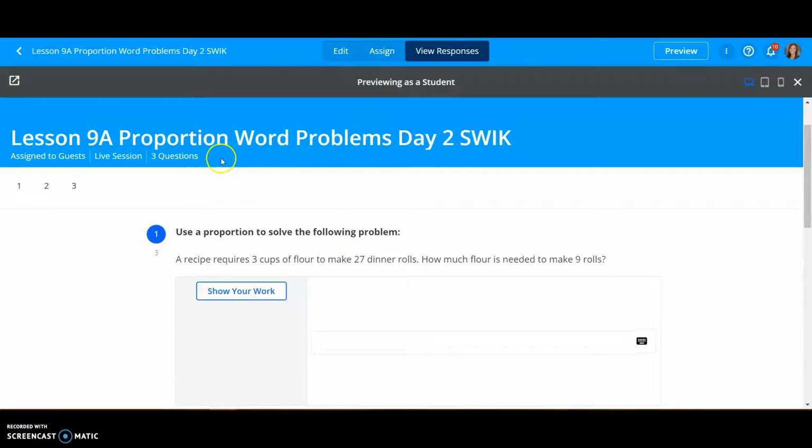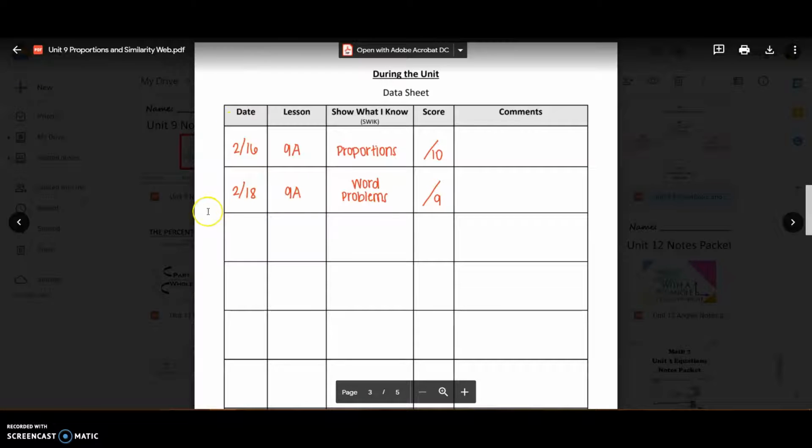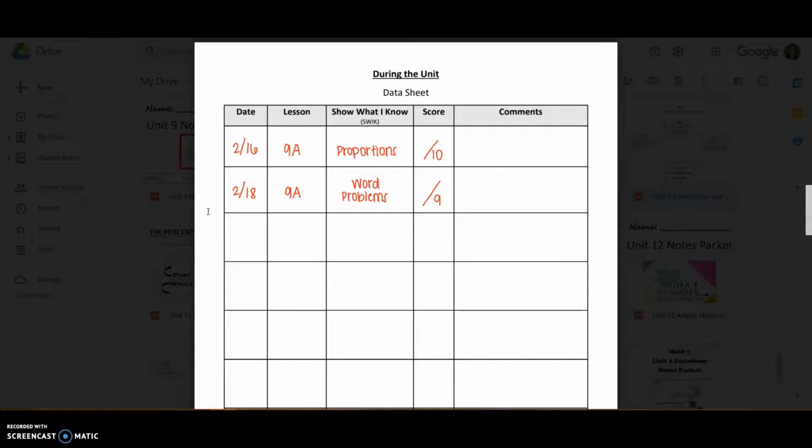Okay, push submit, and then you'll get a score right here out of 9. Once you have that score, please write it down on your web. So if you go to your web, scroll down to your data sheet. Today's the 18th. It's 9A. It's all about word problems.